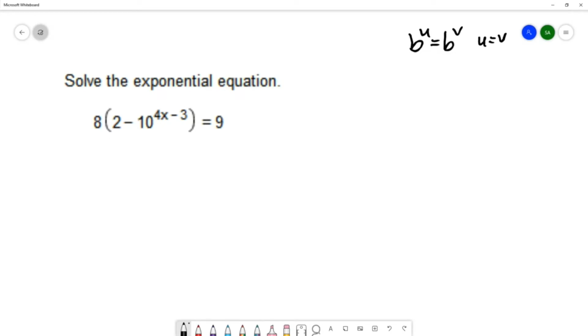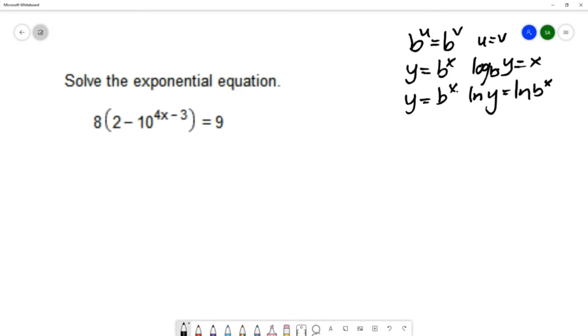And then we have two other methods, one of which is where we have an exponential equation and we're going to convert it to a logarithmic equation. That would be log base b of y equals x. The log always equals the exponent. And then we have a third method where if we start with an exponential equation, we can take the log of both sides, natural log on the left and natural log on the right. So the first method requires that the bases be the same, and these two methods you can use almost any time you have exponential equations.